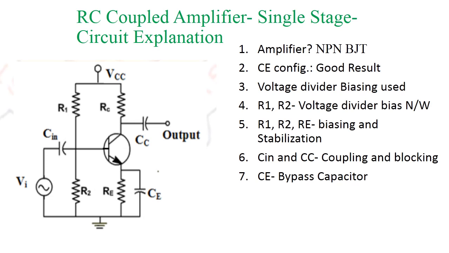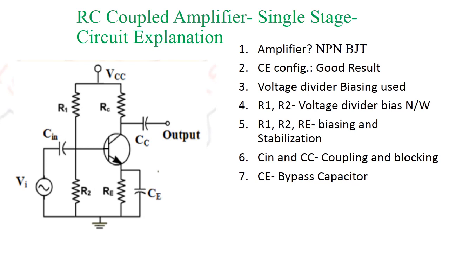So in this diagram, the name RC coupled amplifier means we have designed an amplifier with the help of NPN bipolar junction transistor and resistor capacitor combinations. Resistors and capacitors are coupled, so the name RC coupled amplifier.